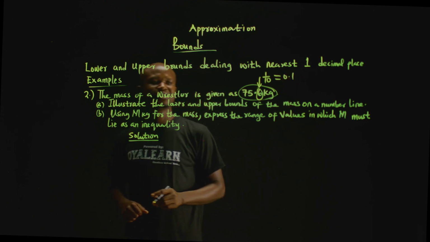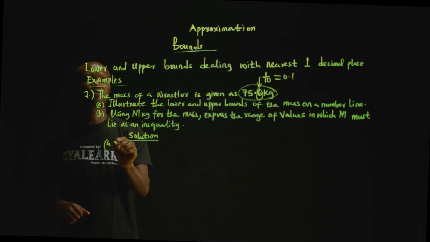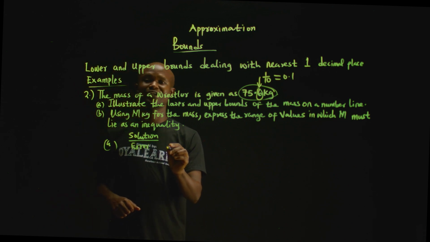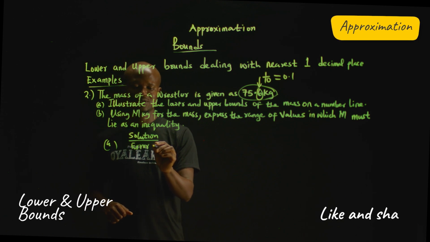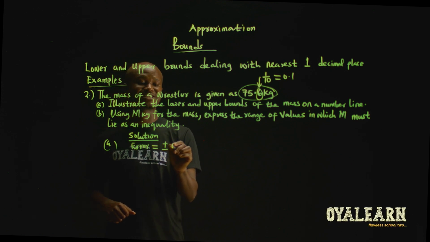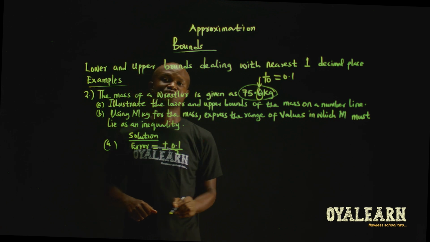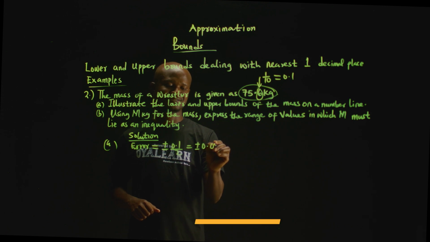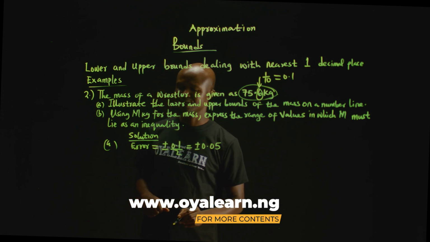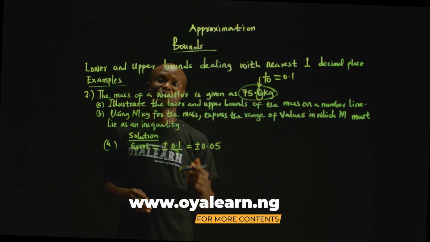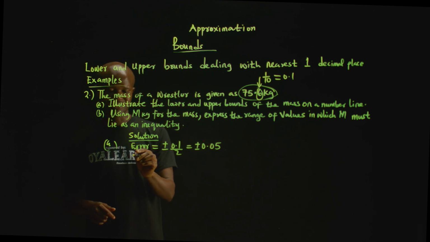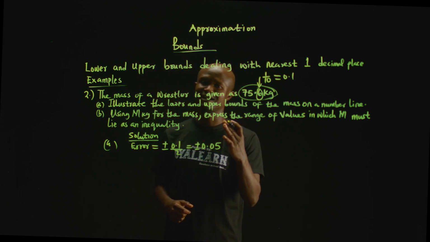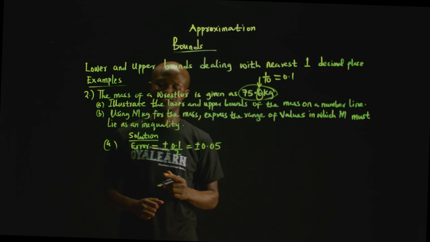That is 0.1. Now we determine the error for the bands. For the error, we are going to have plus or minus 0.1 divided by 2, and that will give us plus or minus 0.05. Now, the next thing for us to do is to determine the lower band. Before we can illustrate this on a number line, we need to determine the lower band and the upper band.